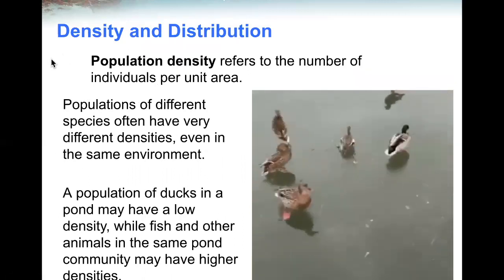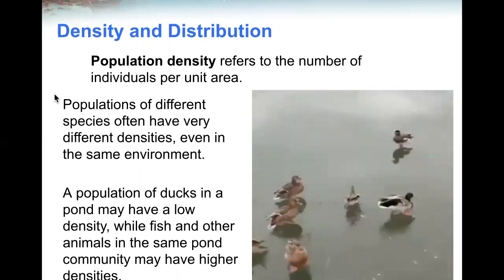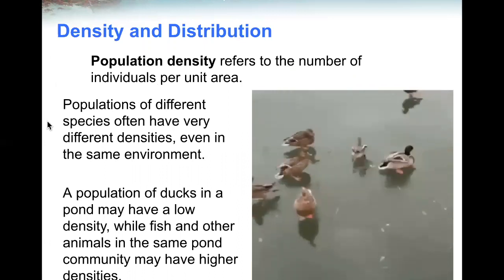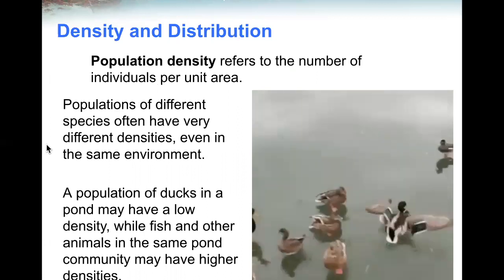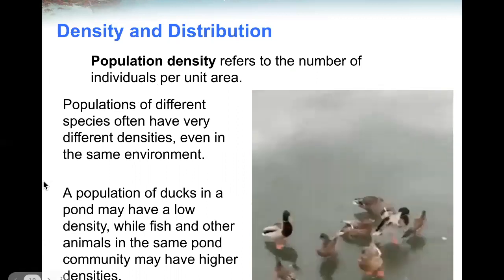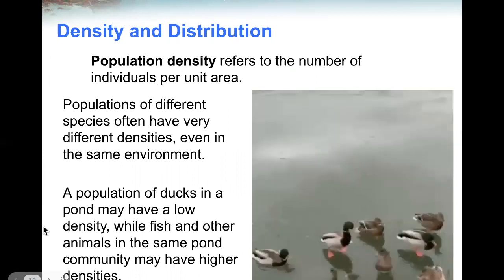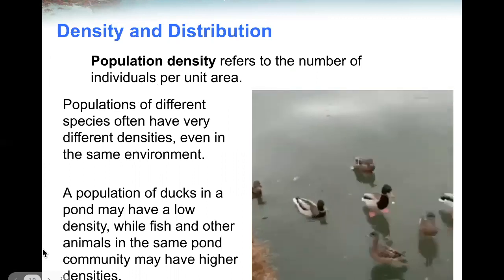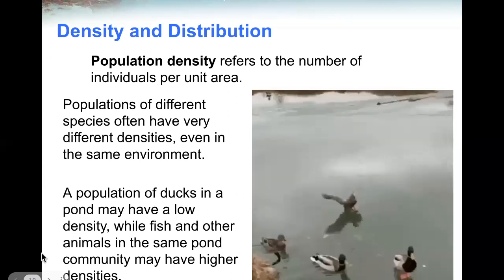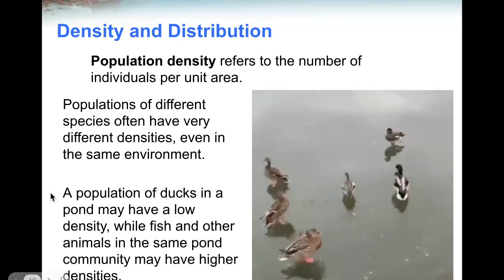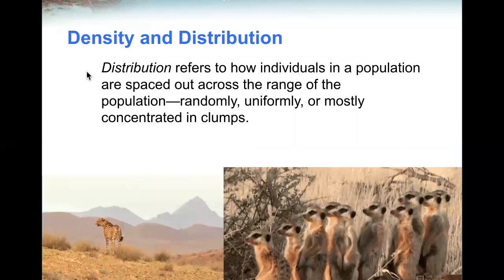Population density refers to the number of individuals per unit area. Populations in different species often have very different densities, even in the same environment. A population of ducks in a pond may have a low density, while fish and other animals in the same pond community may have higher densities. Distribution refers to how individuals in a population are spaced out across the range of the population: randomly, uniformly, or mostly concentrated in clumps.